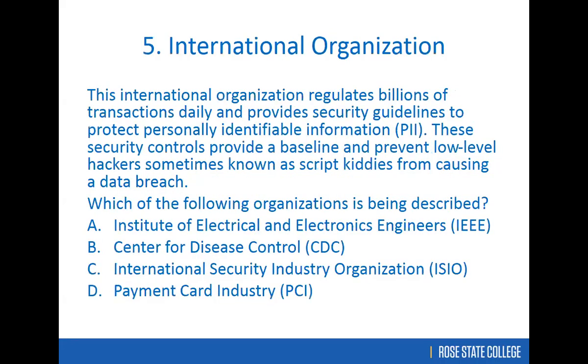Number 5, the internal organization. The internal organization regulates billions of transactions daily and provides security guidelines to protect potentially identifiable information. These security controls provide a baseline and prevent low-level hackers, something known as script kiddies, from causing a data breach. Which of the following organizations does this? IEEE, CDC, ISIO, or PCI? Really, it's hard to figure out which question goes with this chapter, but these are kind of close to this chapter.